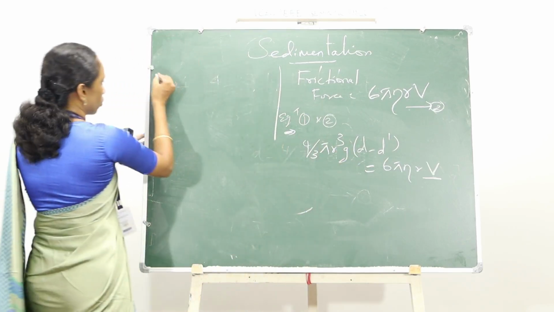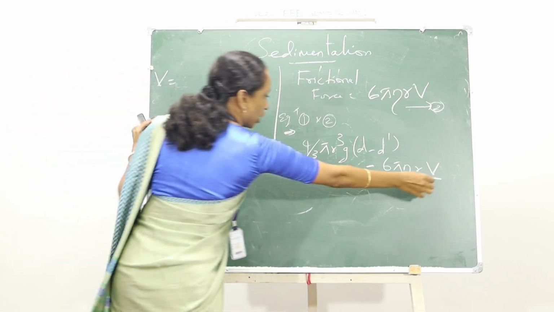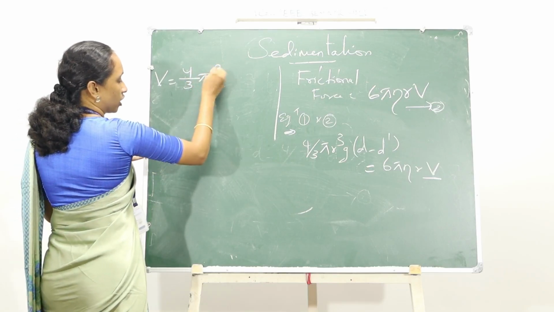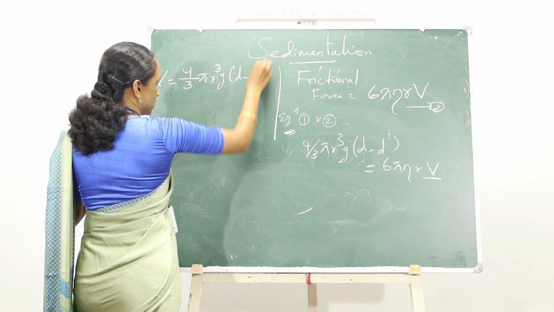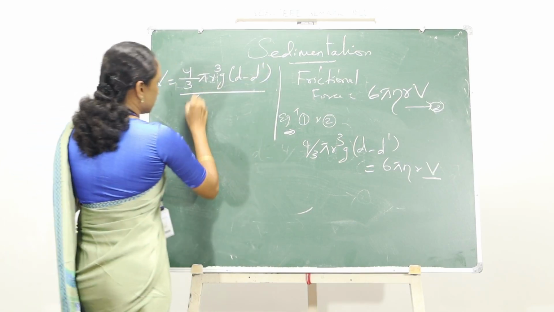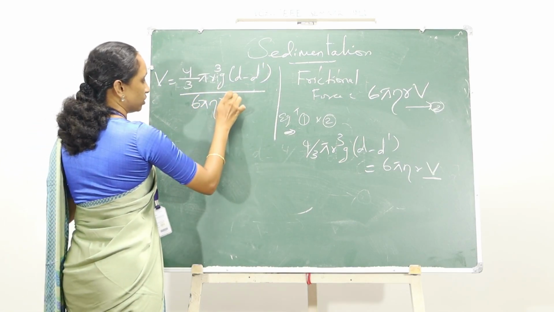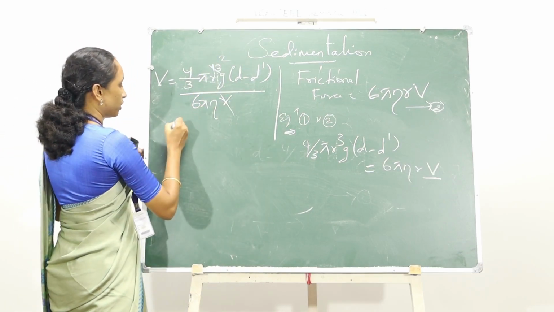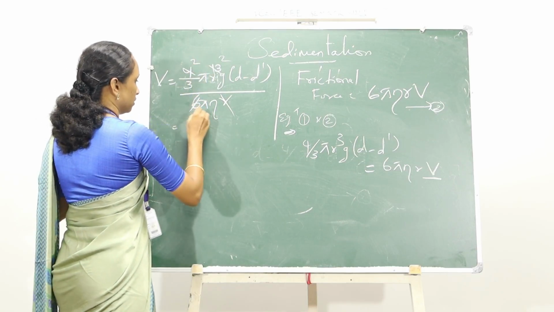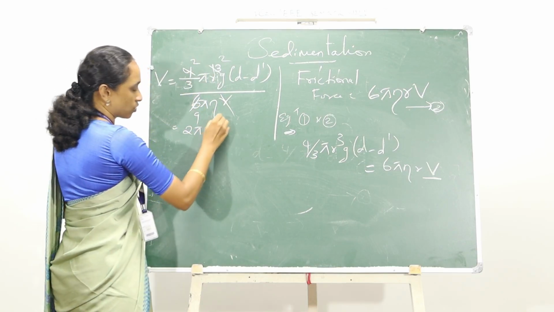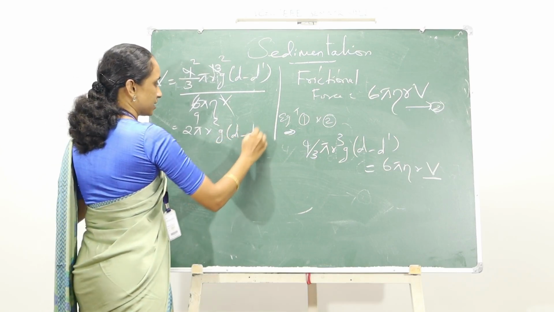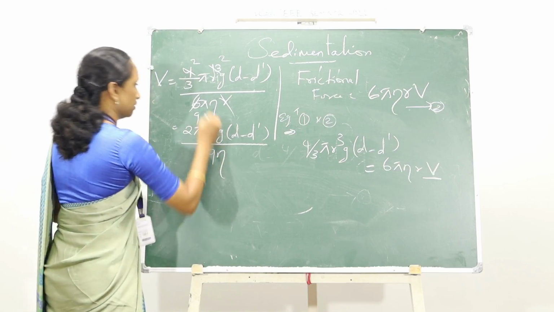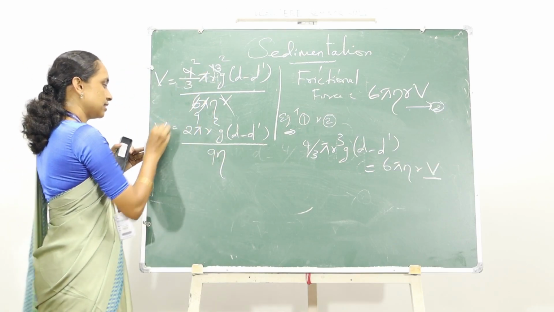Now solve this equation. Keep v alone on this side and bring all the rest to the other side. So v is equal to 4 by 3 pi r cube g into (d minus d dash) divided by 6 pi eta into r. By solving this equation, you get 2 pi r square g (d minus d dash) divided by 9 eta. Pi gets cancelled.